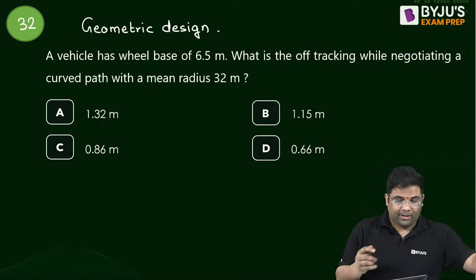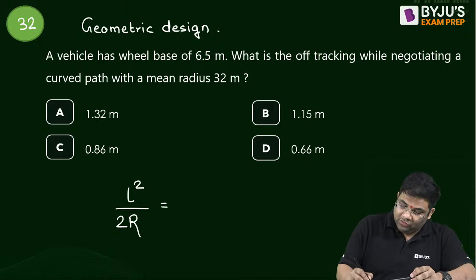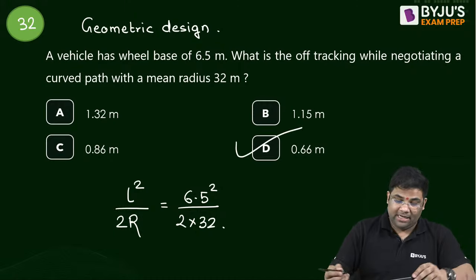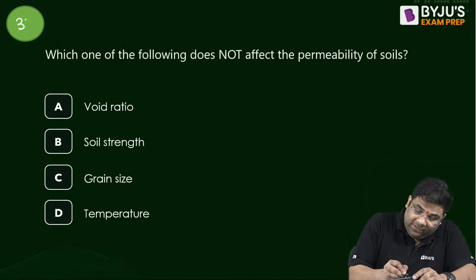Very good. It is simply L square by 2R. So I can say 6.5 square by 2 into 32. You're getting how much? We're getting D. Next question, 33rd question. Okay, very straightforward question.